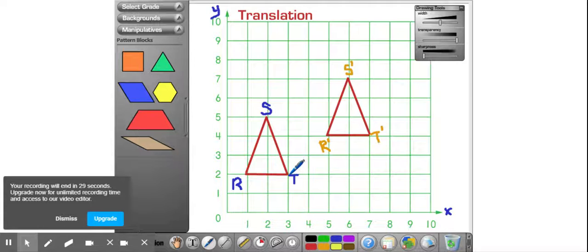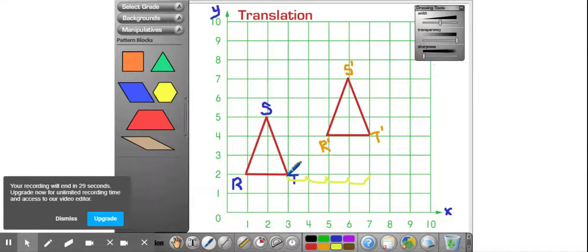So if I start here at this corner of the T, I'm going to count how many spaces it moved along my x-axis. So 1, 2, 3, 4. So that lines up with the T. So we can say it moved 4 right.